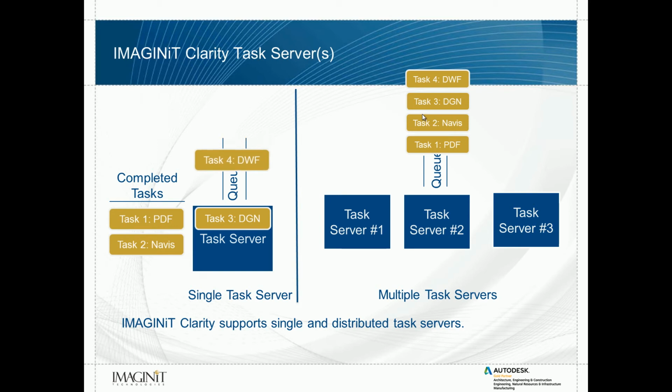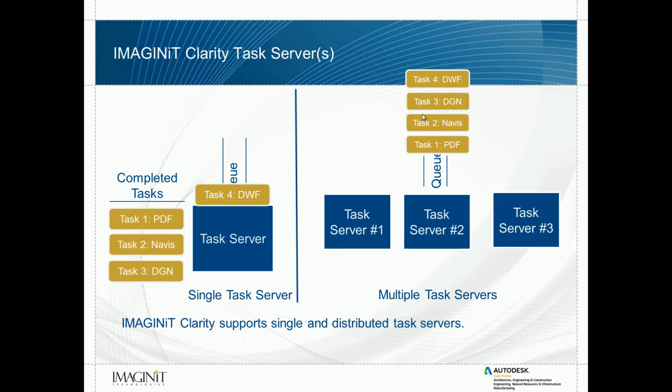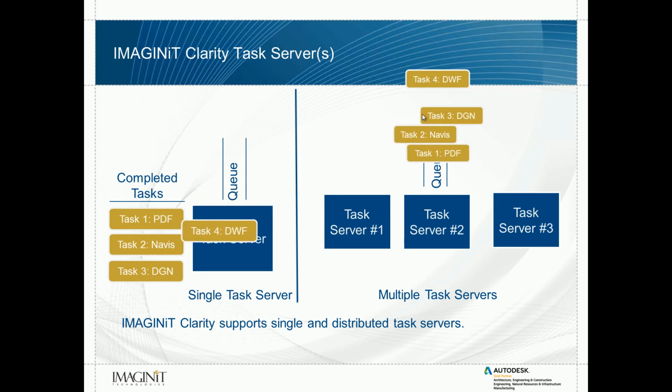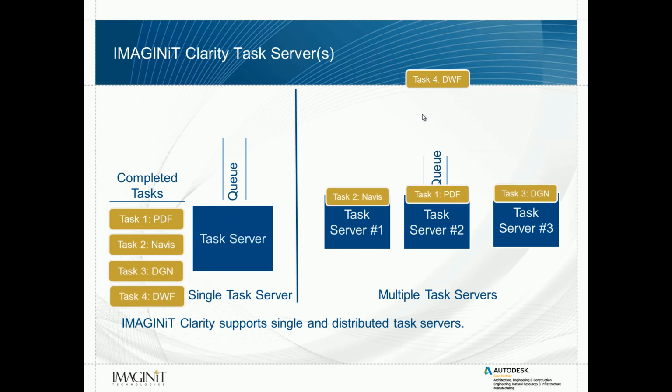So here we generated a PDF, we generated a Navisworks file, now we've generated a DGN file, and now we've got a DWF file that's being generated. Well, this is still way faster than doing this piece manually and tying up your machine, because where Clarity is installed, that's where it's being processed. So it's on your server, whether that's in the cloud or the server of the machine down the hall or a virtual machine that you have installed on site, ultimately freeing up your desktop.